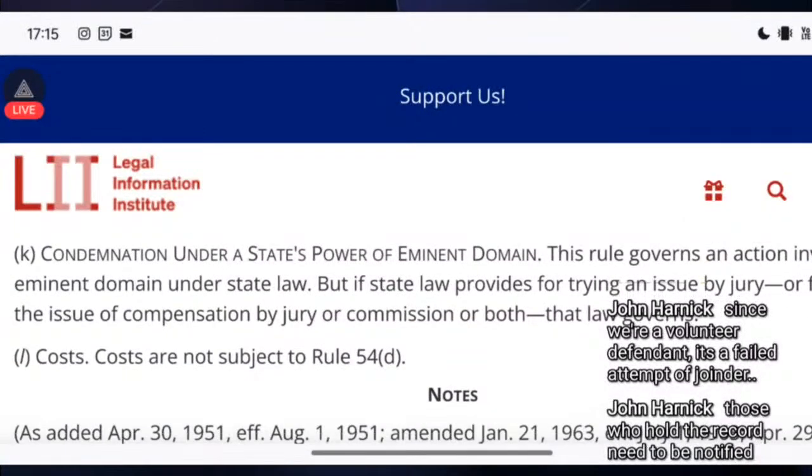Condemnation under a state's power of eminent domain. This rule governs an action involving eminent domain under state law. But if state law provides for trying an issue by jury or for trying the issue of compensation by jury or commission or both, that law governs.